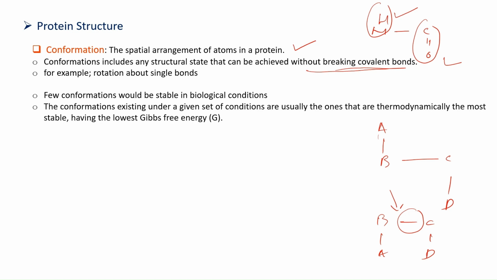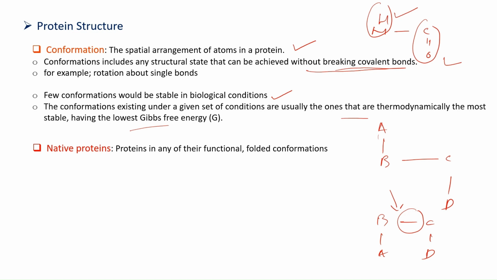Now, few conformations are stable in biological conditions. And which conformation will be stable? The ones that are thermodynamically favorable, or having the lowest Gibbs free energy. The relation of stability with lowest Gibbs free energy we already studied in the thermodynamics video. Now, what are native proteins? The proteins that are folded in a way that they are functional in nature are known as native proteins. Now, stability of protein conformation. What do we mean by stability?